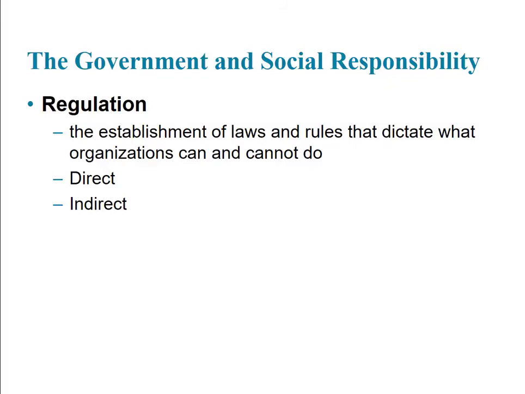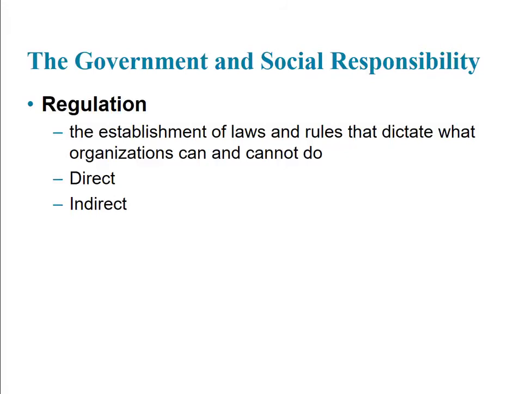Whereas indirect influence can take a number of forms, most notably through taxation policies. For example, with indirect regulation, the government can indirectly influence the social responsibility of an organization through various tax codes. In effect, the government can influence how organizations spend their social responsibility dollars by providing greater or lesser tax incentives.